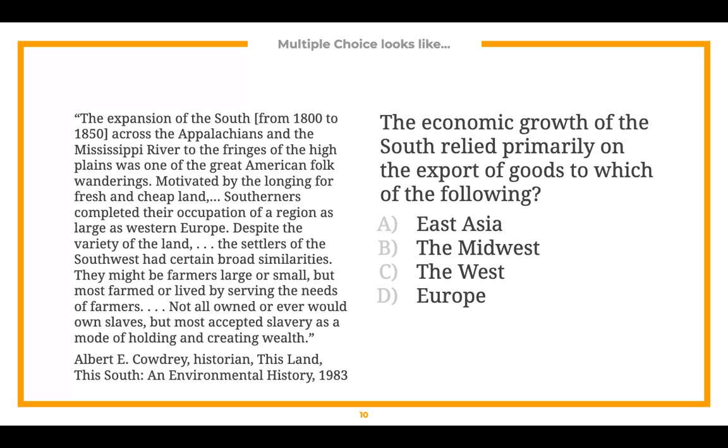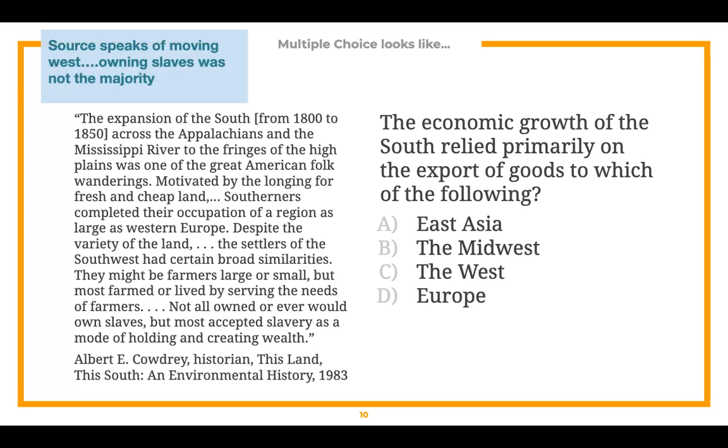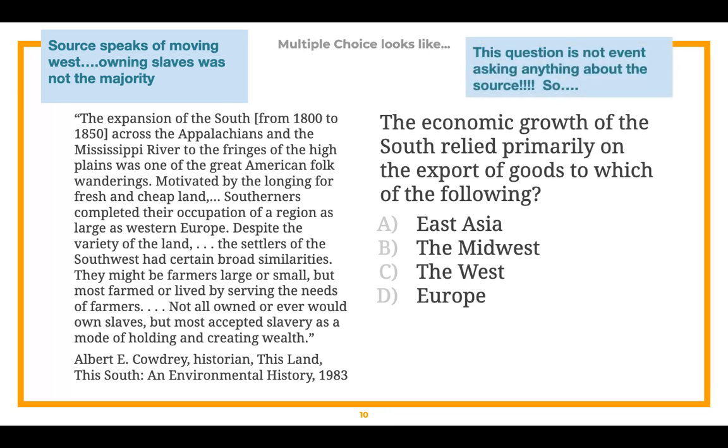Obviously, you could pause the video and read the source. But what you need to know is that the source is talking about moving west and the fact that owning slaves was not done by the majority. Only a minority of people actually own slaves. So if you're looking at the question, it has nothing to really even do with the source. It's asking something about the source, the time period that it's in.